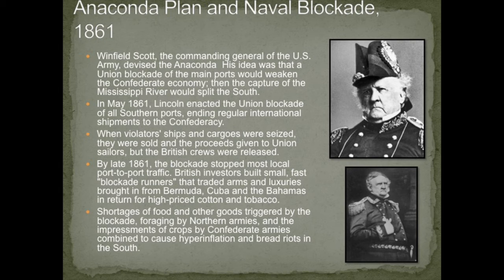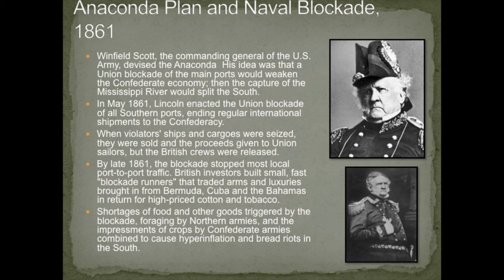He devised what he called the Anaconda Plan, named for the famous constrictor snake, and the idea was to choke the South into submission by surrounding its eastern Atlantic Ocean ports, as well as its ports in the Gulf of Mexico, as well as cutting it off from the Mississippi River. This would destroy the southern economy by making it impossible to ship cotton to either France or Britain.